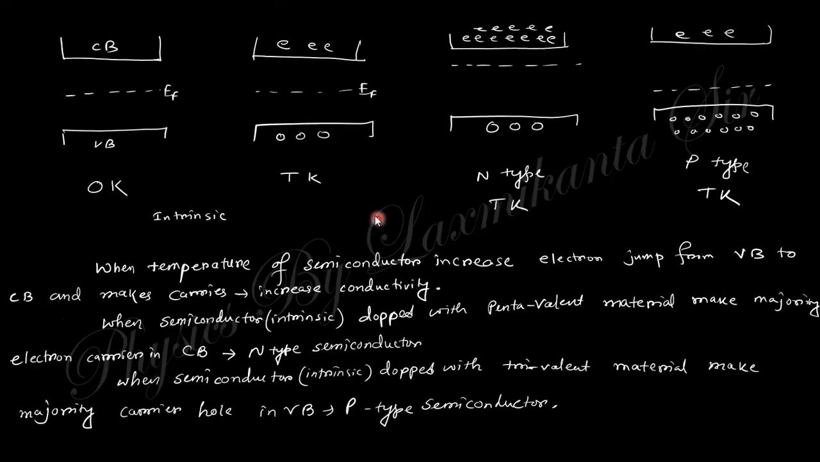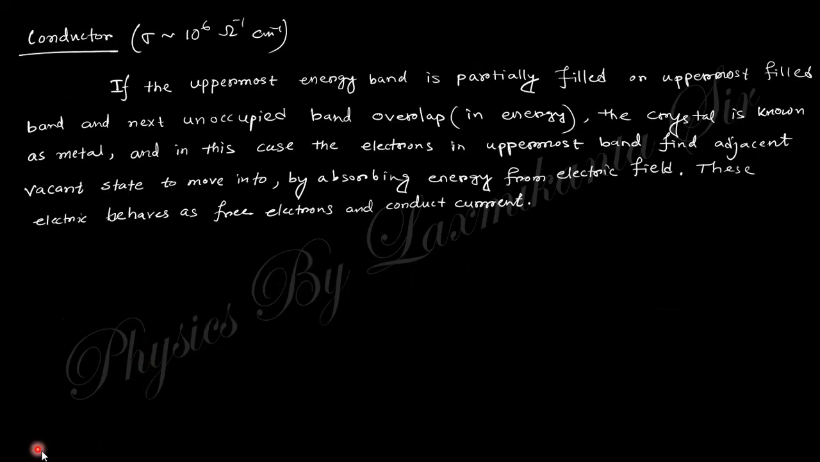Intrinsic means there is no doping. Extrinsic means there is doping. Extrinsic semiconductors are further classified into N type and P type. N type means pentavalent doping, that is, the number of electrons in the conduction band is larger. The majority carrier of N type is electron and the majority carrier of P type is hole. And this is the conductor, whose conductivity is much higher. Okay.